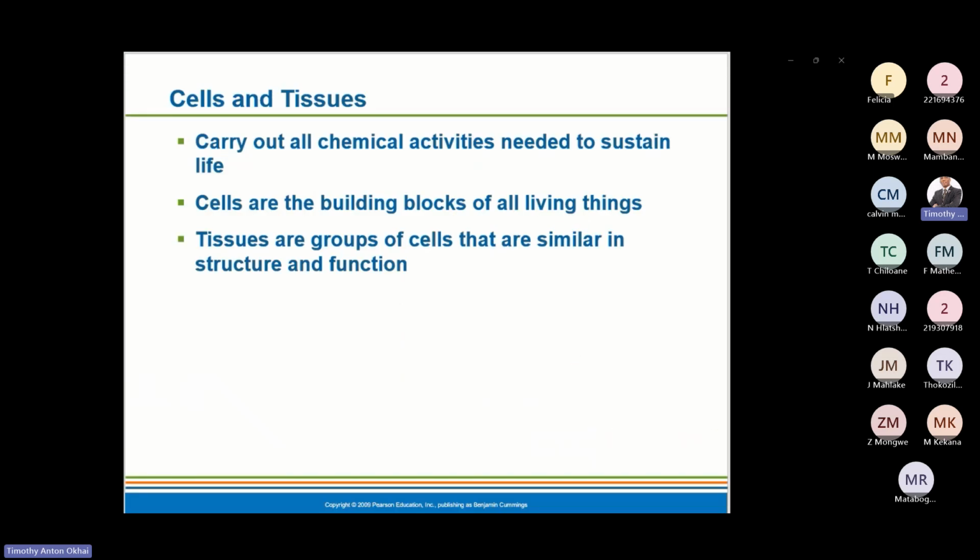Cells and tissue. Of course, we know that cells are the basic structural units of the body. They carry out all chemical activities that are needed to sustain life, and they're the building blocks of all living organisms. We're all made of millions and millions of cells, and different tissues are just groups of cells coming together to perform similar functions.